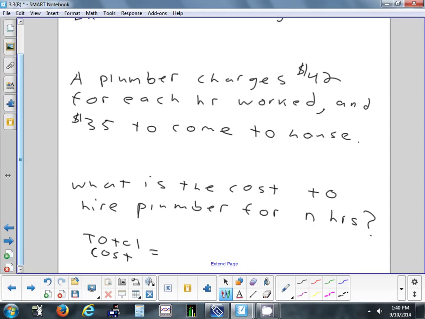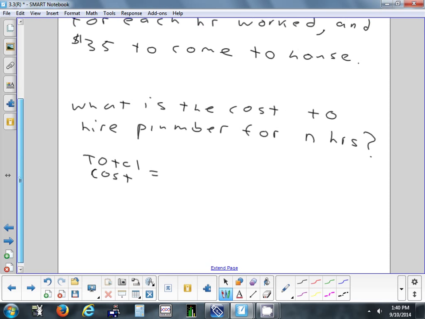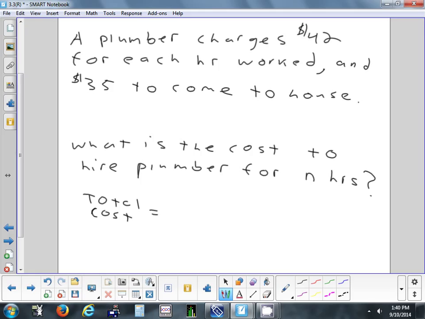How about the $42? You pay that every hour. You don't pay the $42 just once. So if I wanted to represent paying $42 for 1 hour, you do 42 times 1. $42 for 2 hours? 42 times 2. $42 for 5 hours, it'd be 42 times 5. What about $42 for n hours? 42 times n, where n is the number of hours.